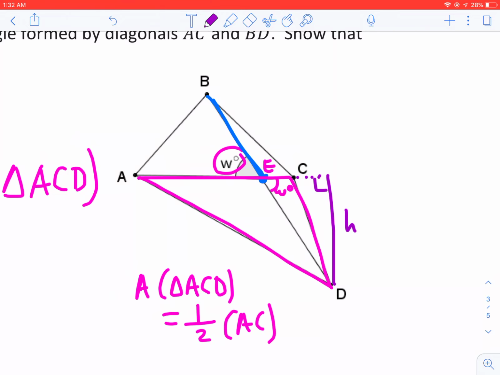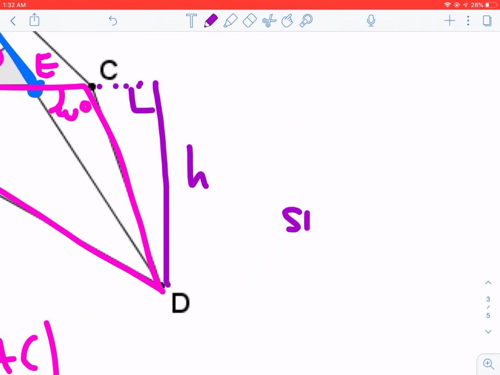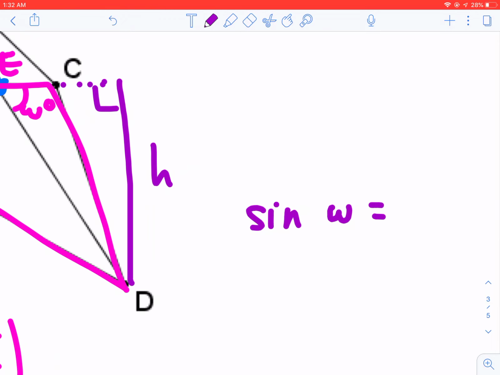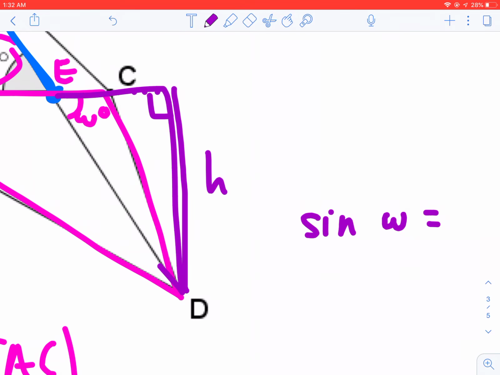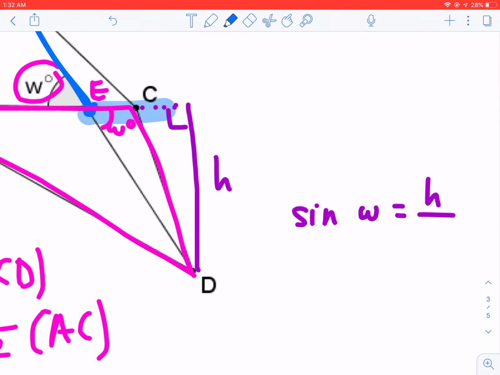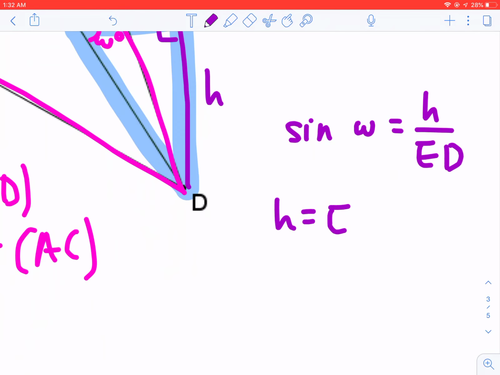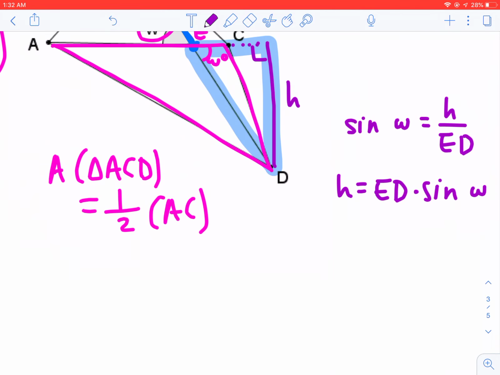So what is that height equal to? Well, if I use W degrees again, and I take the sine of that angle, sine of W is going to equal opposite. And looking at this triangle, the opposite is H over the hypotenuse of that triangle, which is ED. So the height for this guy is ED times, again, sine of that same angle. So 1/2 AC times ED times sine of W.